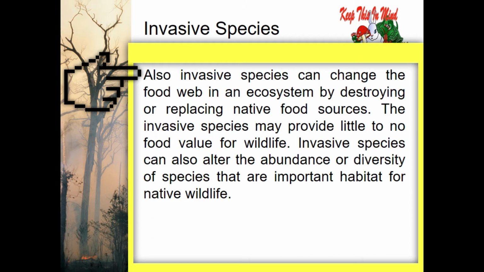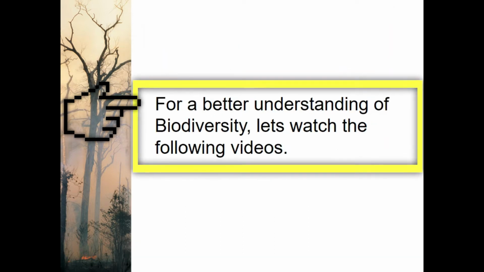Also, invasive species can change the food web in an ecosystem by destroying or replacing native food sources. The invasive species may provide little to no food value for wildlife. Invasive species can also alter the abundance or diversity of species that are important habitat for native wildlife. To help you understand biodiversity more, let's watch the following videos.